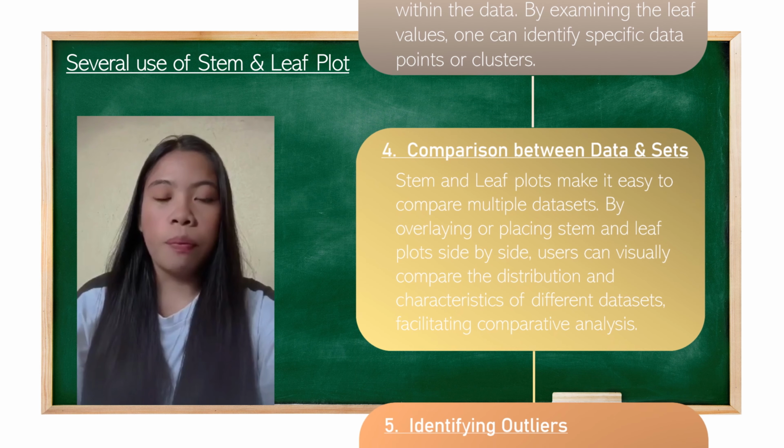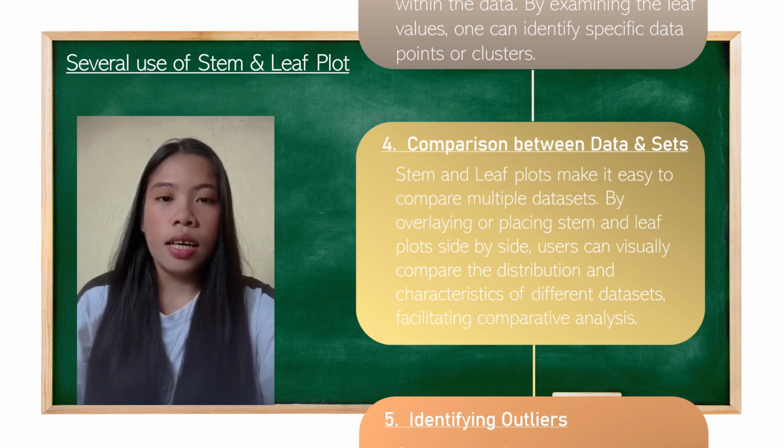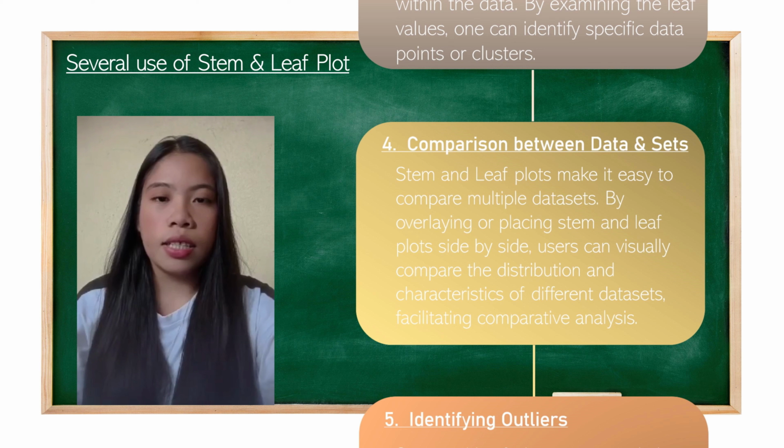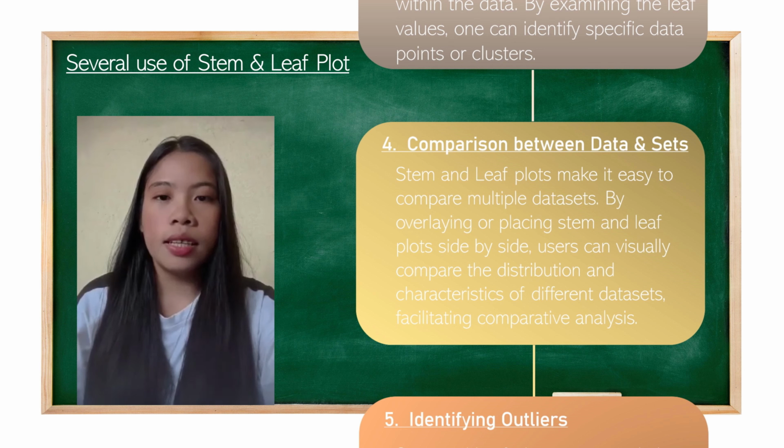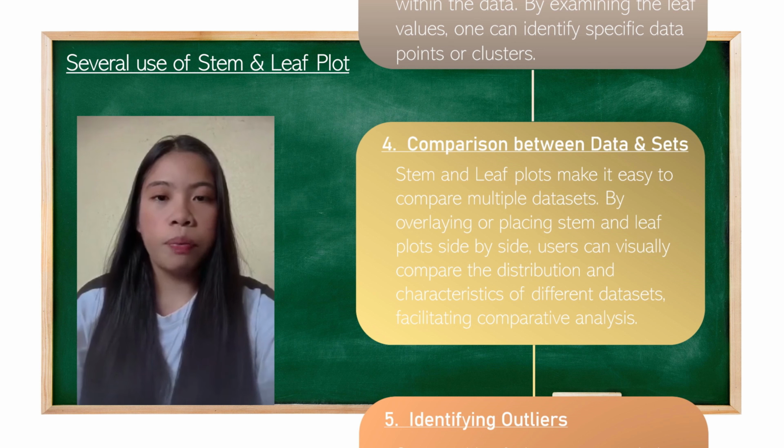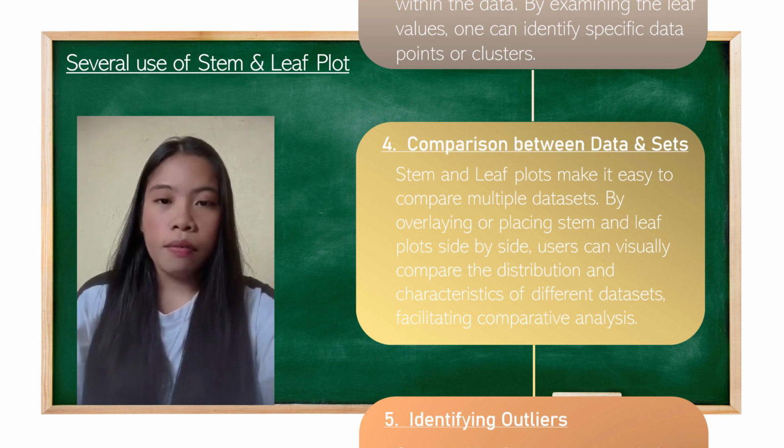Number 4. Comparison between data sets. Stem and leaf plots make it easy to compare multiple data sets. By overlaying or placing stem and leaf plots side by side, users can visually compare the distribution and characteristics of different data sets, facilitating comparative analysis.